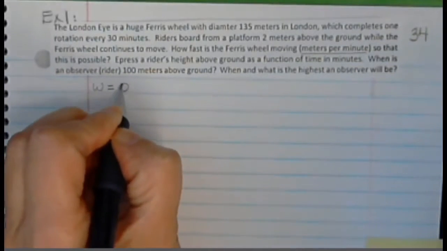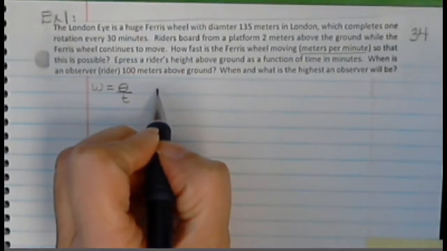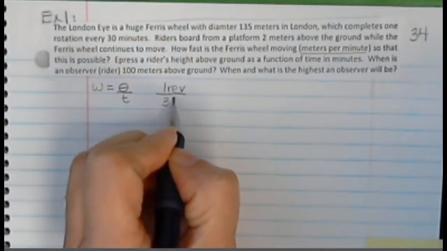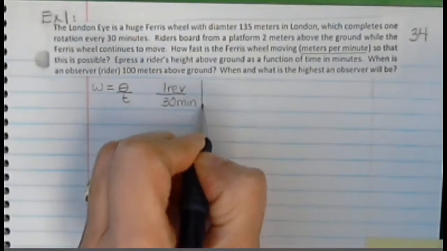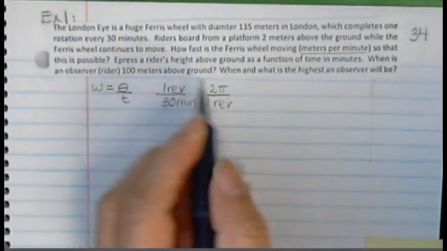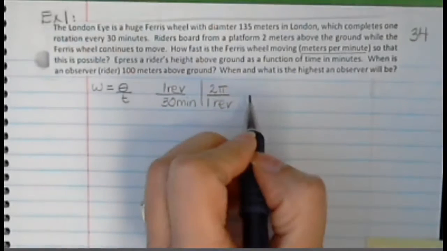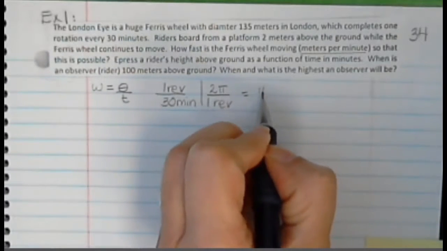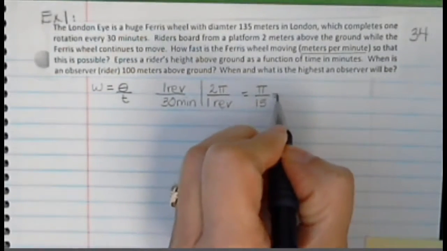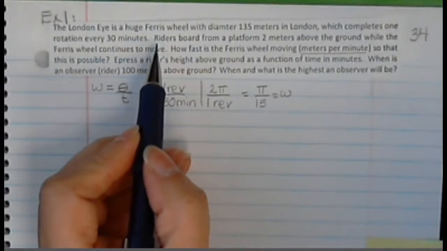Remember, omega is equal to theta over t as long as theta is in radians. So we know that we have one revolution or one rotation in 30 minutes. And we also know that one revolution or one rotation is the same thing as 2 pi radians. Notice we're using 2 pi and not 360 degrees because we need theta to be in radians. When we finish that and reduce, we have that pi over 15 is going to be our frequency. That's omega.